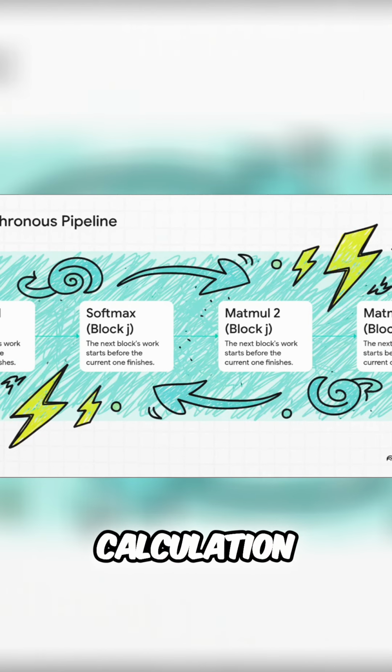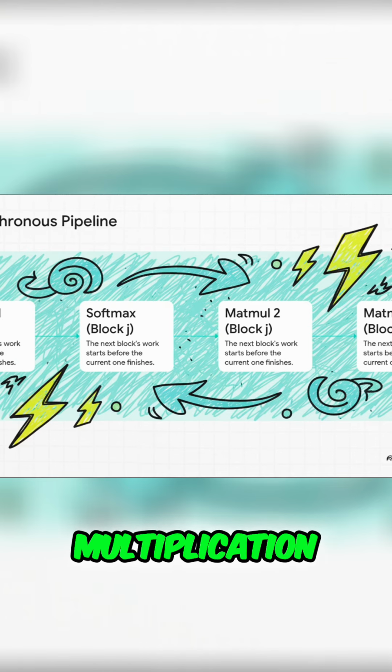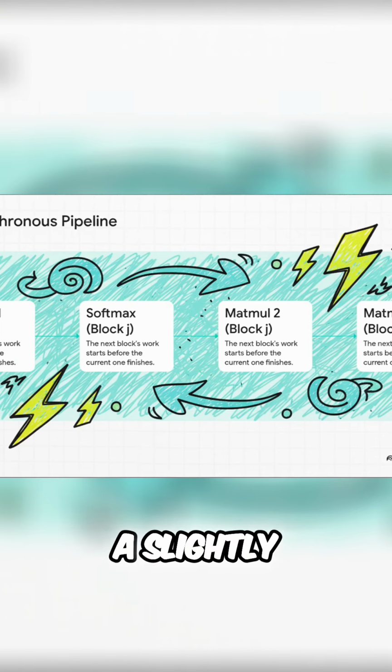Now, the second trick is something called asynchronous pipelining. The attention calculation has a few different steps. There is a really fast number crunching part called matrix multiplication, or GEMM, and that's followed by a slightly slower organizing step called softmax. What Flash Attention 3 does is just genius.